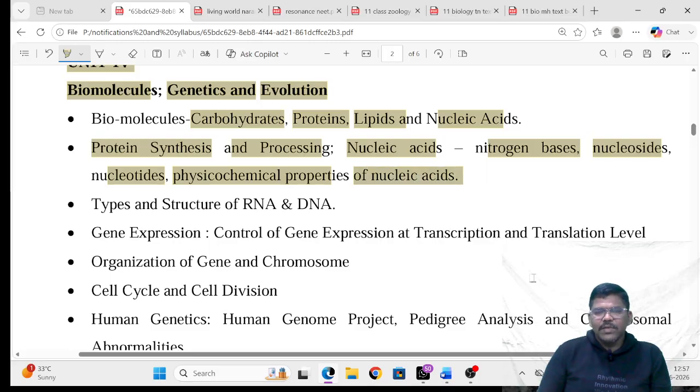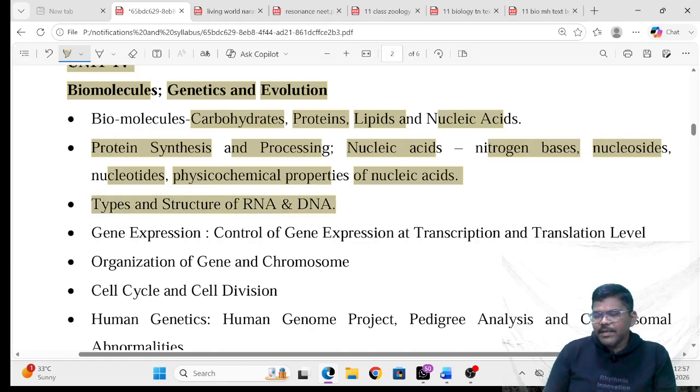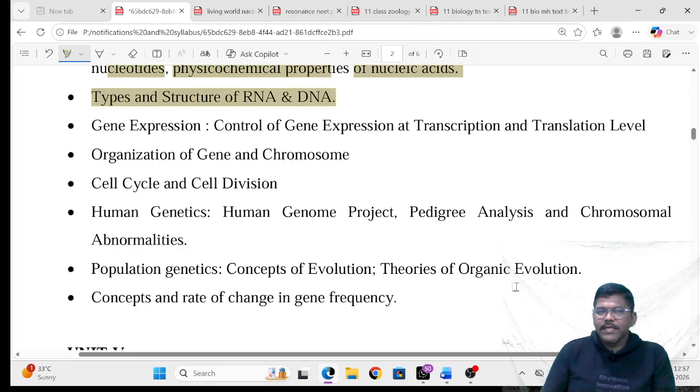Physicochemical properties of nucleic acids. Nucleic acids means DNA and RNA. The nucleic acids are made with nucleotides. Nucleotides are made with nucleosides. We need to read nucleoside, nucleotide, and the different types of nucleic acids, their properties, types and structure of RNA and DNA. DNA and RNA exhibit different structures that you need to read.